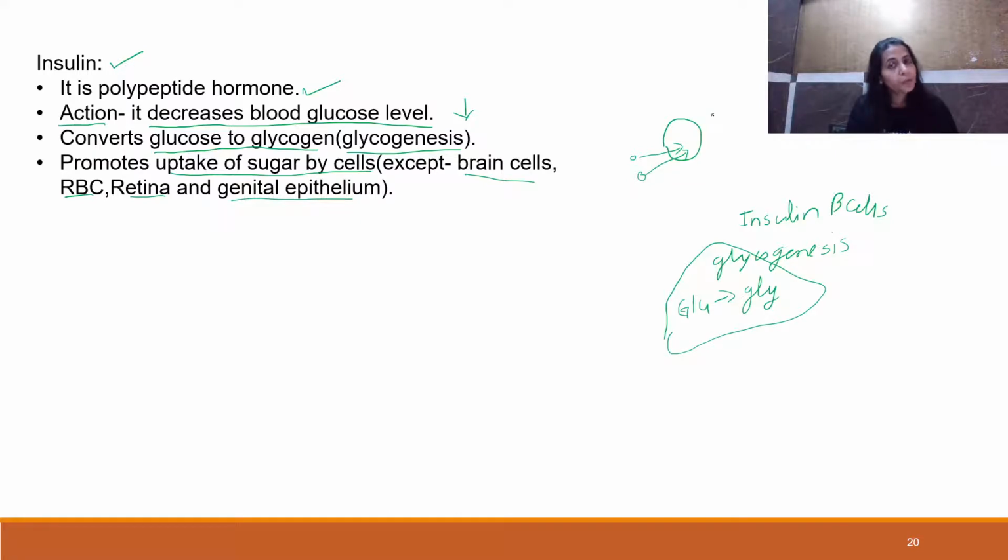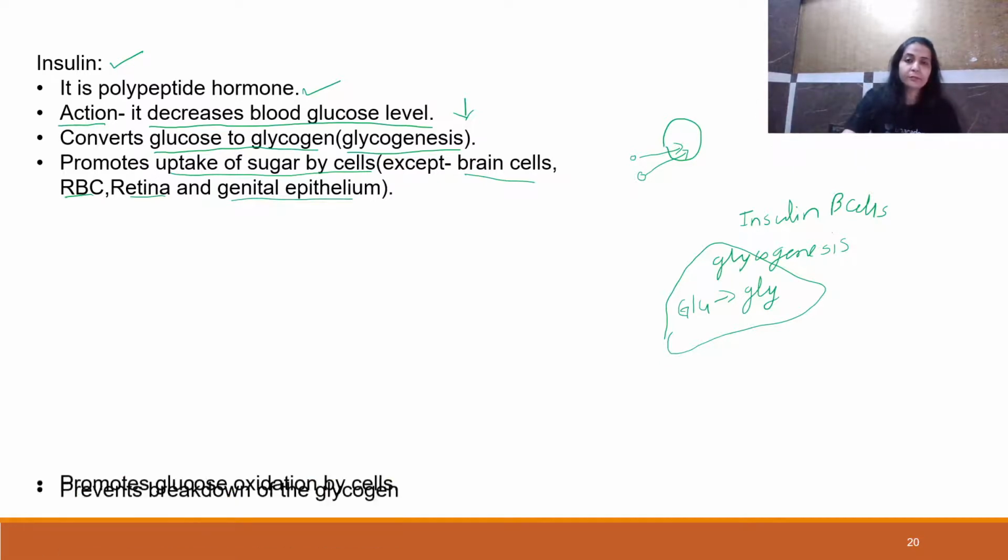So it increases the uptake of sugar by the cells. Very important, because based on this are the two types of diabetes. Whenever the word diabetes comes in front of you, you always believe that it's insulin deficiency. No, we will learn that it's not only sometimes insulin deficiency, something more to it.